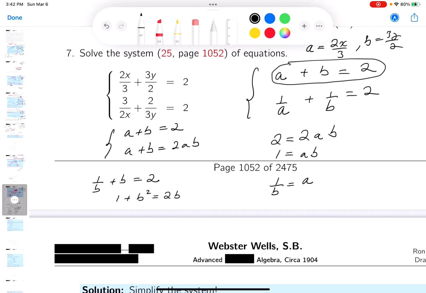Let's keep writing this down. What do you get? 0 equals B squared minus 2B plus 1. Let me factor that. What do you get? B minus 1, B minus 1. That doesn't look bad to me. Now someone says, what do you mean it doesn't look bad to me? It's a perfect square. So what's B? B must be 1. What's A? Look back up here. A must be 1. So now I know A and B is 1.